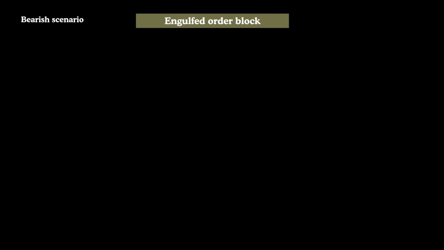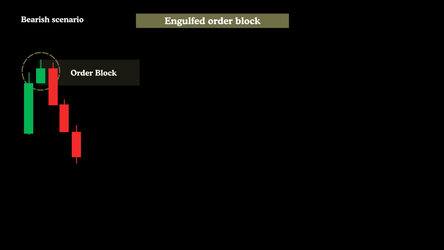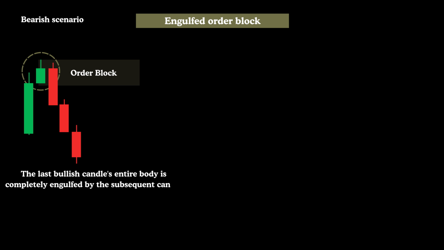So let's move on to the next type of order block, the engulfed order block. In a bearish setup, a bearish engulfed order block forms when the entire body of the final bullish candle is fully overtaken by the next candle. This signals a strong surge in selling pressure that completely dominates the preceding buying force, triggering a sharp move downward.